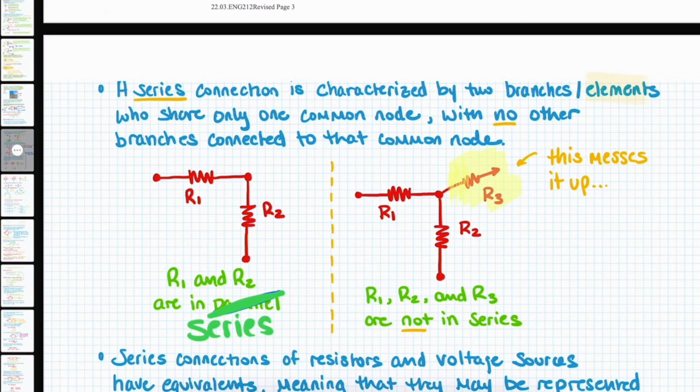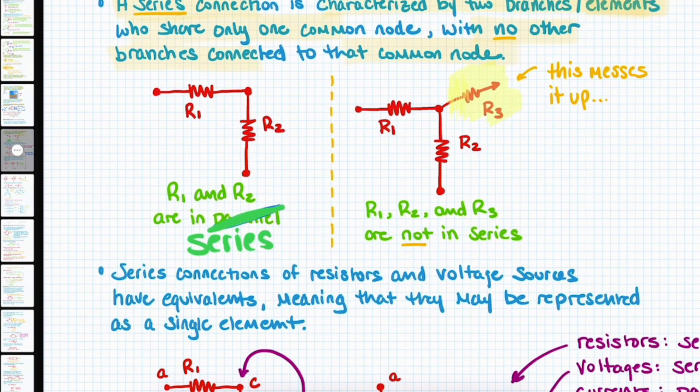A series connection is one that is characterized by 2 branches or elements who share only one common node with no other branches connected to that common node. So here I have 2 examples, one that is in series and one that is not in series. R1 and R2 are in series. Why? Like I said above, they share one common node and there's nothing else connected to that common node in series. Down here, we see that R1, R2, and R3 are not in series.